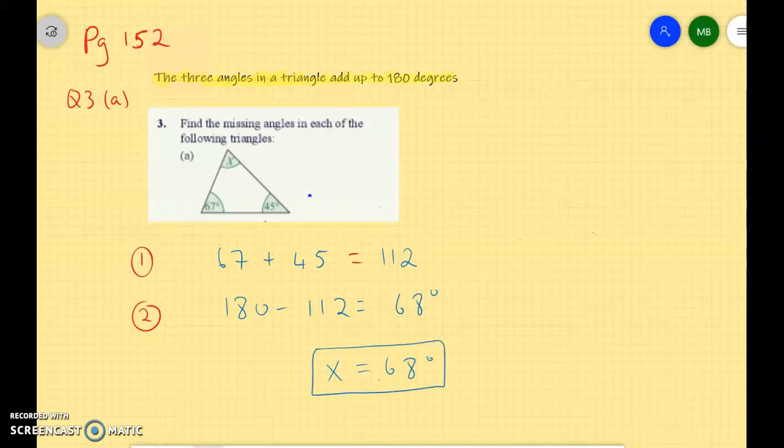Okay, what I want you to do today for your work is I want you to do the rest of question 3, and that is on page 152. So part A is already done for you as an example. I now want you to do part B to F.